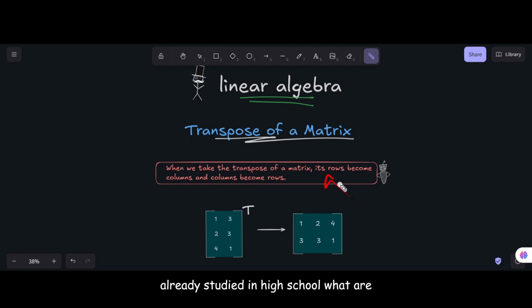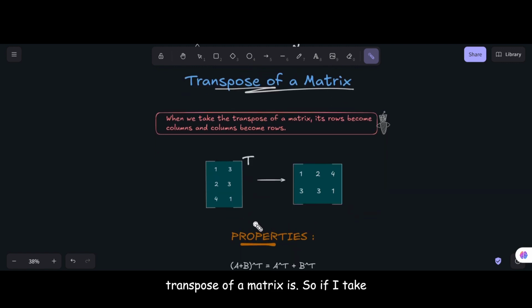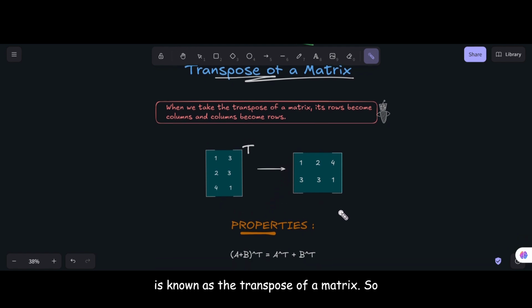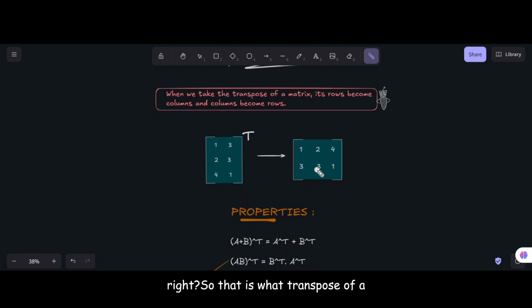We have already studied in high school what a transpose of a matrix is. If I take any matrix and swap its rows and columns, then the resultant matrix is known as the transpose of the matrix. If I denote this with A, of order m cross n, then the resultant matrix is of order n cross m, right? And if I denote each entry with a_ij, where i is the row and j is the column, then each entry in the transpose is denoted with a_ji. So that is what the transpose of a matrix is.